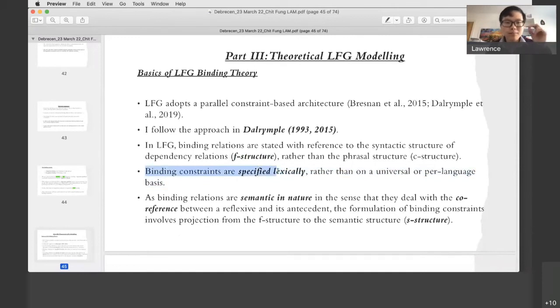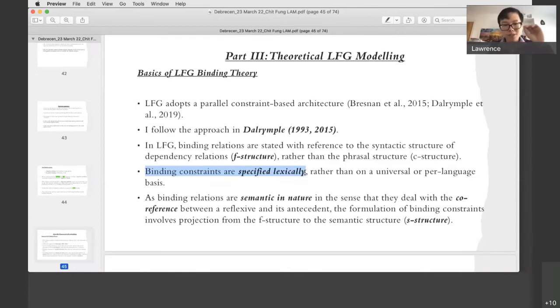So our binding constraint will be specified lexically. Okay, specified in what we call the lexicon of the reflexives, rather than on a universal basis. A universal basis would be something like, for example, condition A, condition B, condition C. Those are the terms in the government and binding framework, and people try to use those terms to capture very universal types of binding properties across all languages, but that's not how LFG handles it.